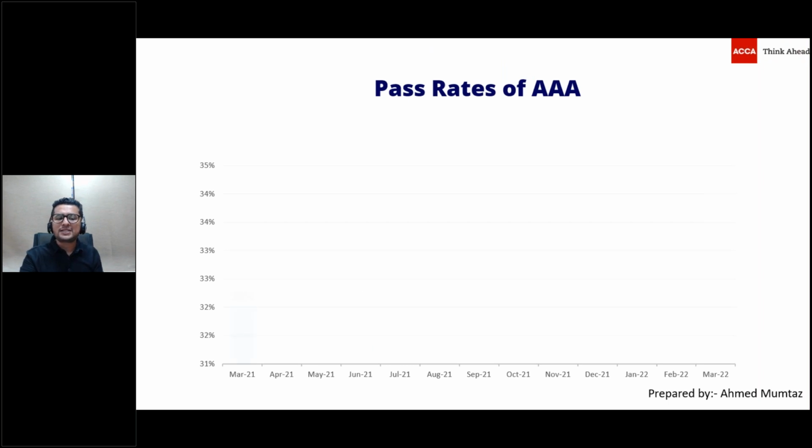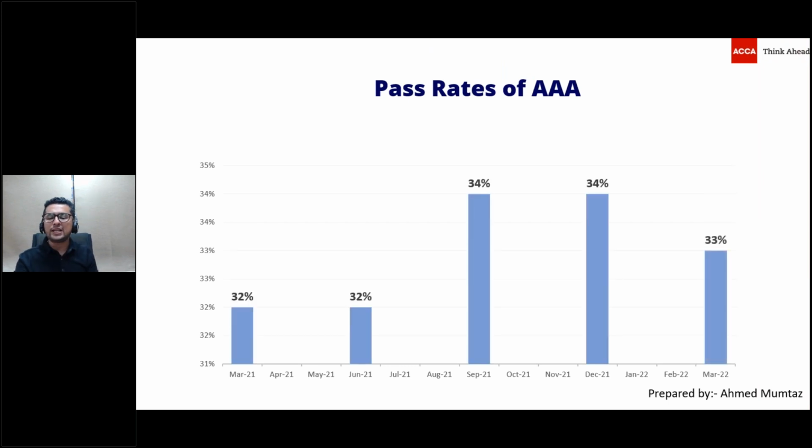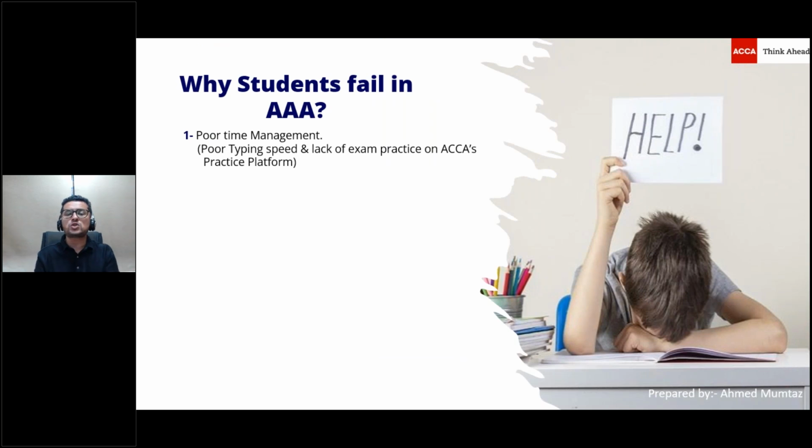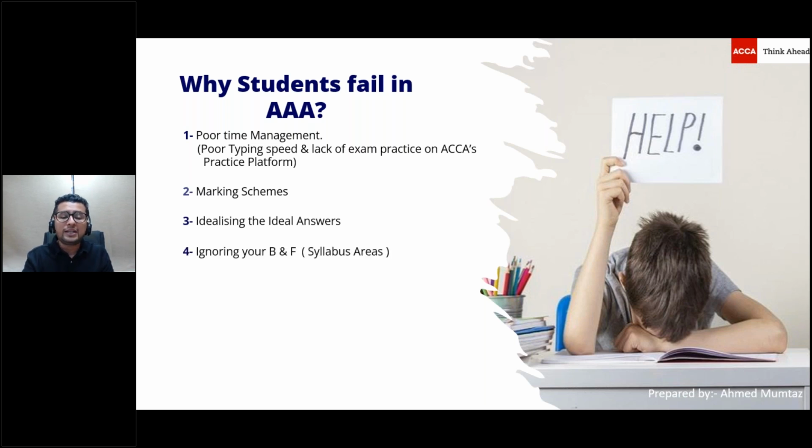Yes, we discussed the pass rates are very poor: 32, 33, 32, 33, even sometimes falling below 30. The pass rate is so poor because the majority of students are unable to finish their exam. Why are they unable to finish? Because they don't type, they don't practice on the ACCA practice platform. They don't have good enough typing speed, and they try to idealize the ideal answers. They are not aware of the marking scheme, and they tend to ignore the ethical and professional issues and the other assignments. As a result of all those factors, they tend to fail the exam.